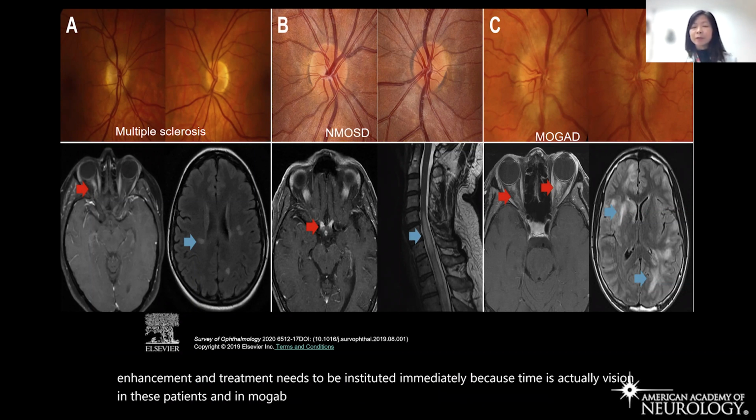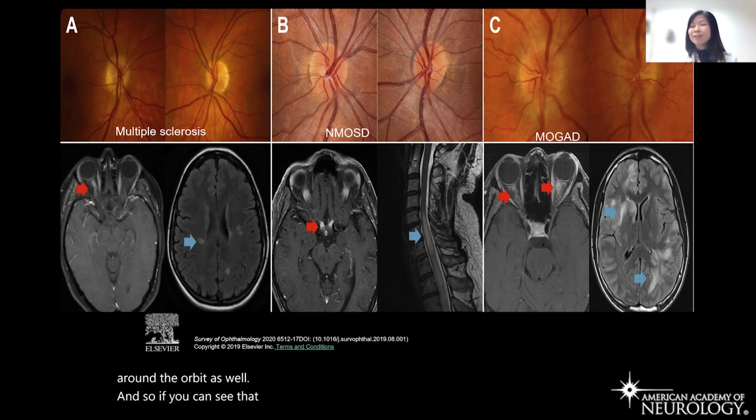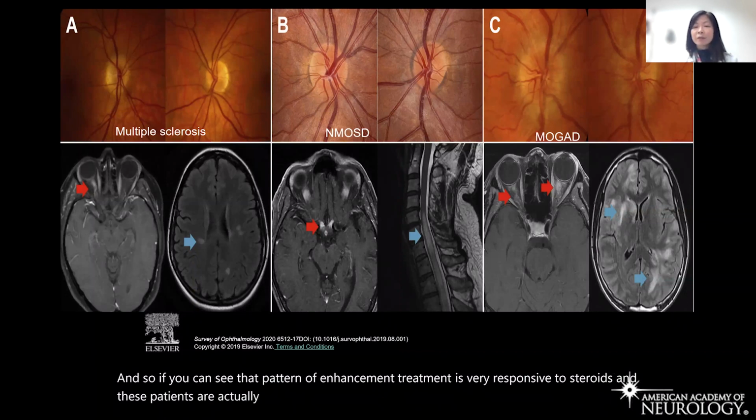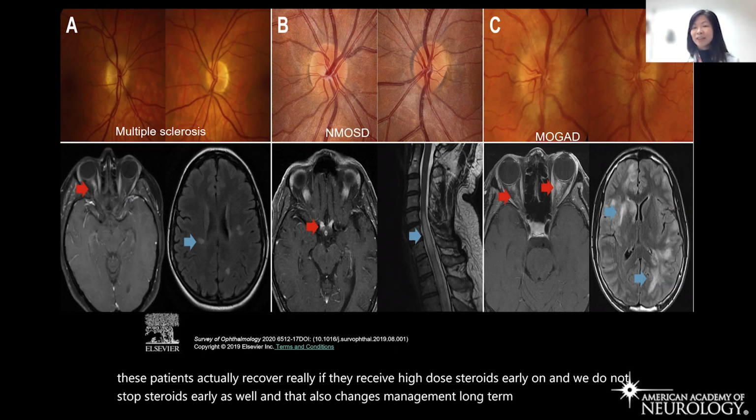the enhancement pattern continues on in the perineural tissue and around the orbit as well. And so if you can see that pattern of enhancement, treatment is very responsive to steroids. And these patients actually recover really well if they receive high dose steroids early on. And we do not stop steroids early as well. And that also changes management long-term if it's NMO versus MS versus MOGAD.